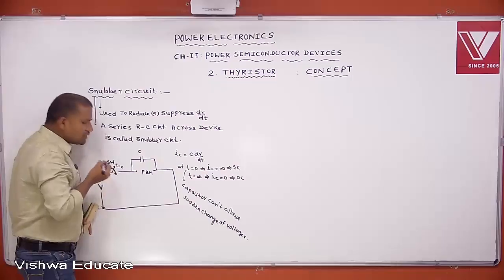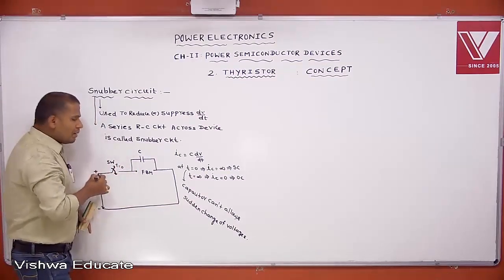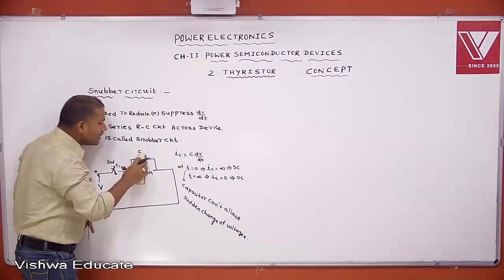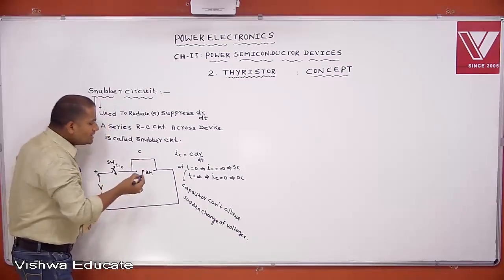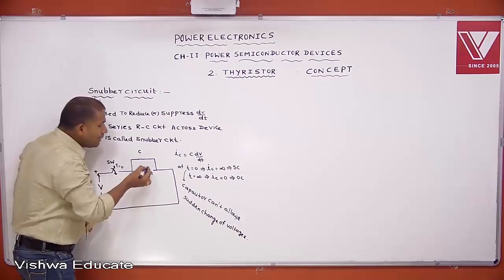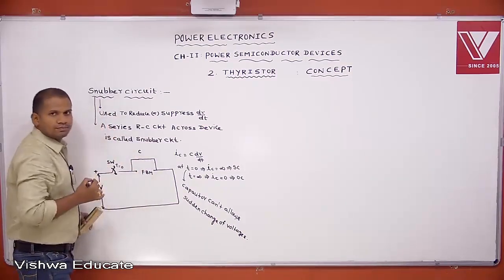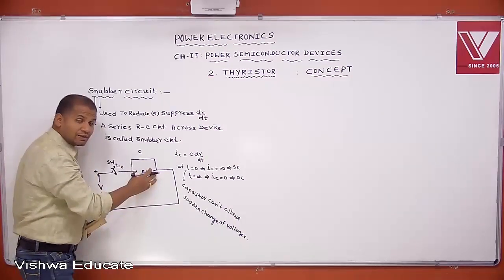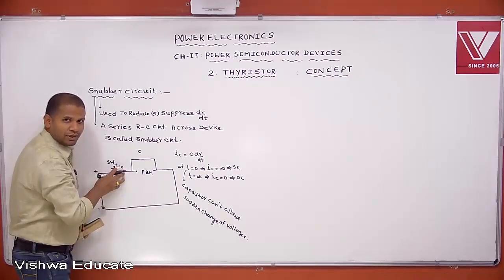If the switch is suddenly closed, there is a sudden change of voltage. Because of this sudden change of voltage, the capacitor acts as a short circuit. Once it acts as a short circuit, what is the voltage across the SCR? Ideally 0. Then will any sudden change of voltage appear across the thyristor? No. That means it is protected from sudden change of voltages.